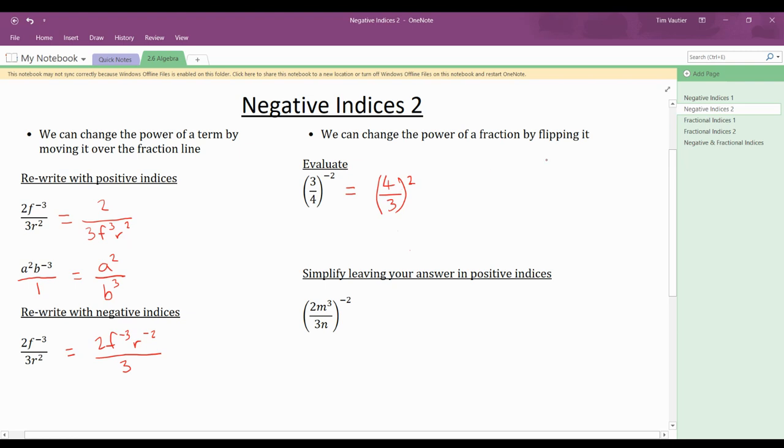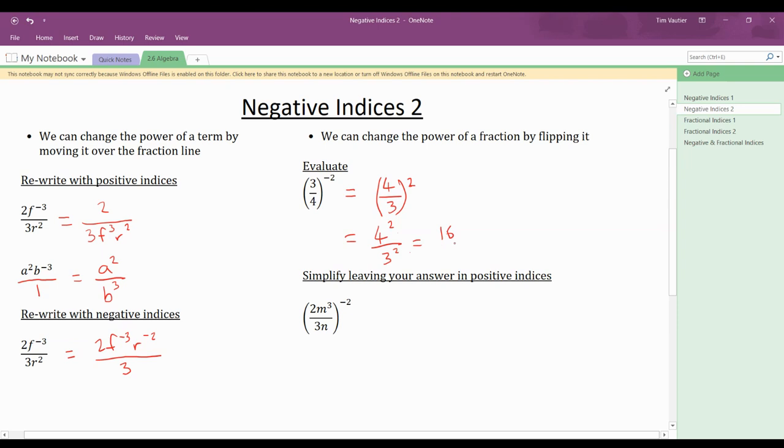And so in terms of how we deal with this now, an important thing to know about squaring or applying any power to something inside brackets is that the squared is then going to act on both the numerator and the denominator. So essentially, I'm going to be having 4 squared, which is 16, over 3 squared, which is 9. So that can't be simplified. I've evaluated it, that's the simplest way I can do this problem here.